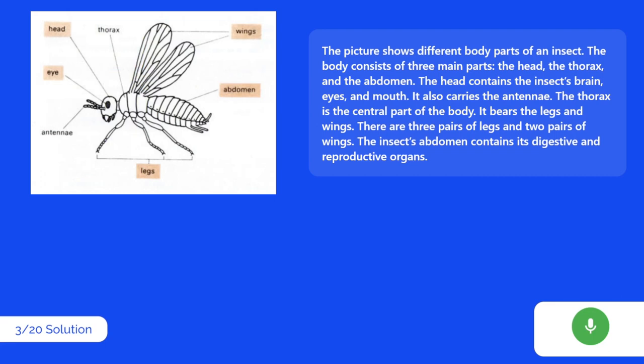The thorax is the central part of the body. It bears the legs and wings. There are three pairs of legs and two pairs of wings. The insect's abdomen contains its digestive and reproductive organs.